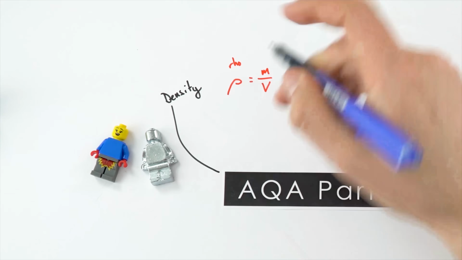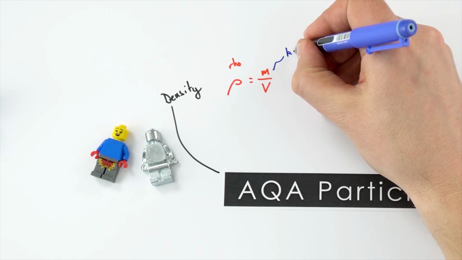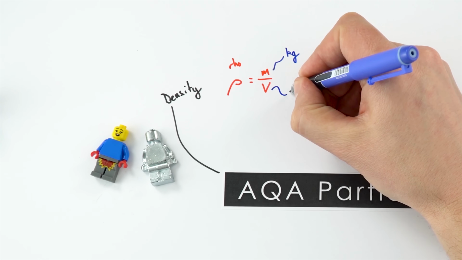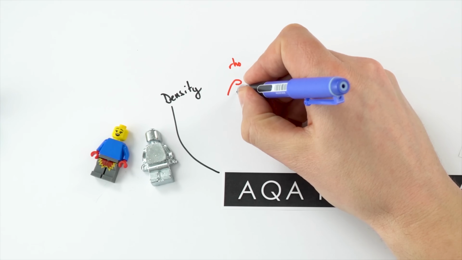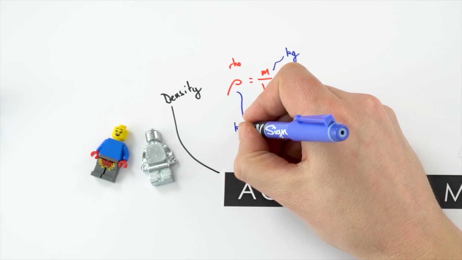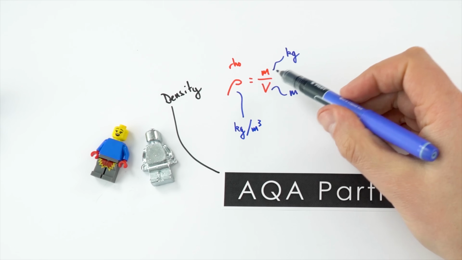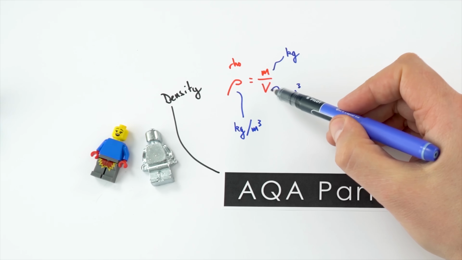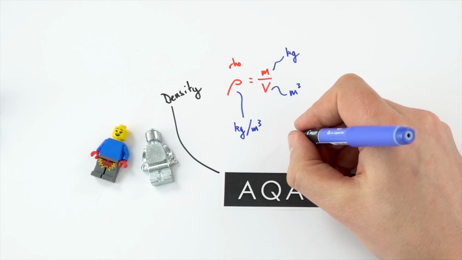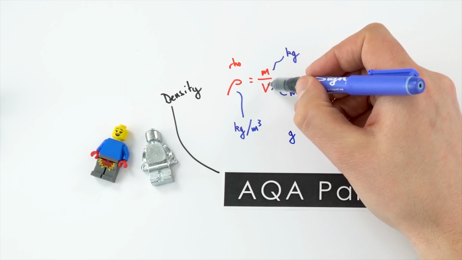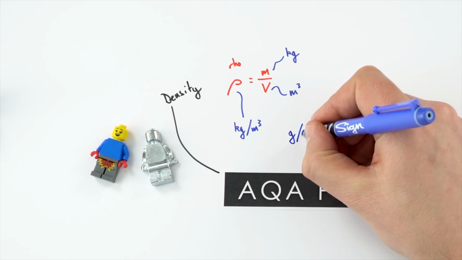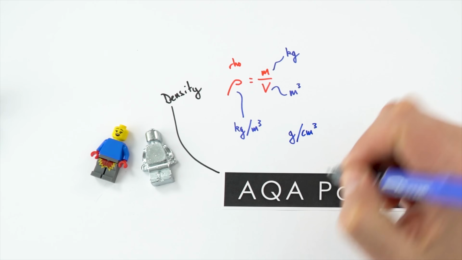Now, because we always measure mass in kilograms and we tend to measure volume in cubic meters, this then gives our density in kilograms per cubic meter. Although sometimes if we were to measure our mass in grams or volume in cubic centimetres, depending what we're measuring our quantities in, we could maybe look at the grams per cubic centimetre.